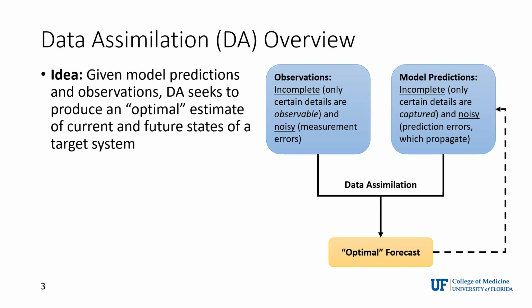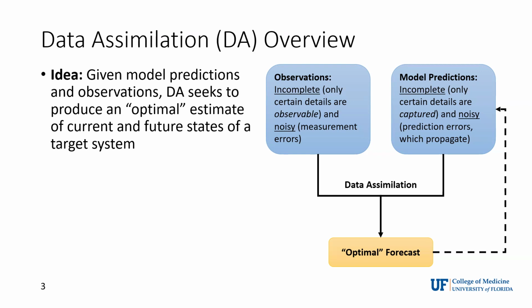Okay, so if you're not familiar with it, the concept of data assimilation, in essence, is that if you have model predictions and if you have observations from your target system, we're going to try to produce some kind of optimal estimate of what the truth is of the target system currently and in the future, right? So it's to fix things the way that we perceive the system currently, and then how we're going to project out in the future. And the underlying idea for data assimilation is that we've got two sources of information, right? Observations and model predictions, and both of them are incomplete and noisy.